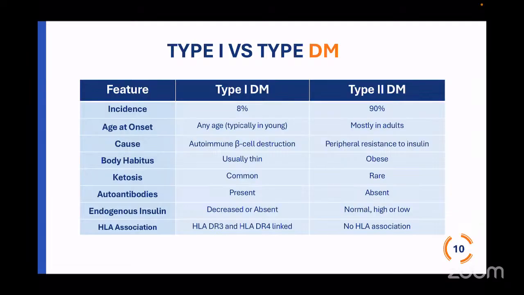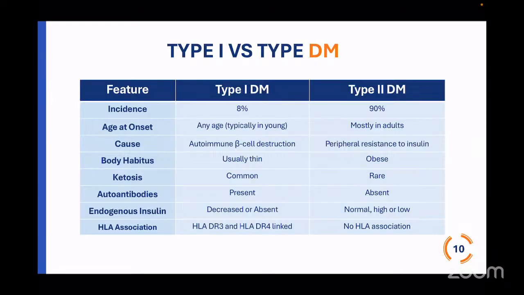So type 1, we have ketosis, which is present, but may be absent in type 2 also. The reason is because insulin usually inhibits ketone production. In type 1 we do not have insulin production, so there is increased ketone production. While in type 2, there is insulin production, sometimes even increased production. So that's why ketosis is not present in type 2.